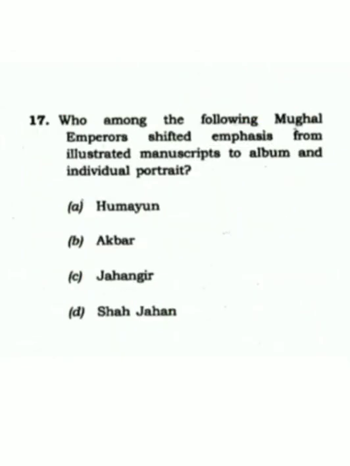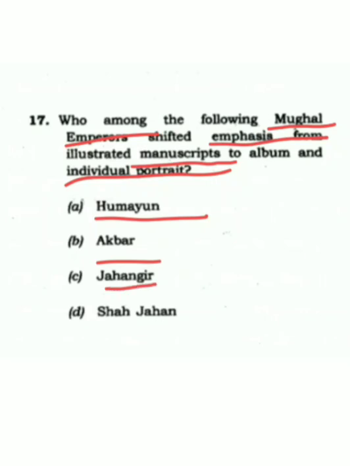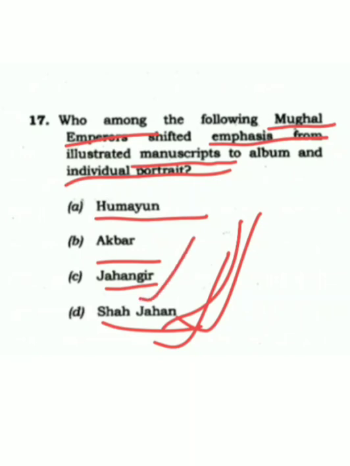And then there was yet another question about a Mughal emperor, asking who shifted the emphasis from illustrated manuscripts to album and individual portrait. Okay, so for this we have to know about Humayun, Akbar, Jahangir and Shah Jahan. Who were they? What were their original names? What were their architecture forms? What were their approaches towards painting, towards manuscripts, towards everything that we need to know.